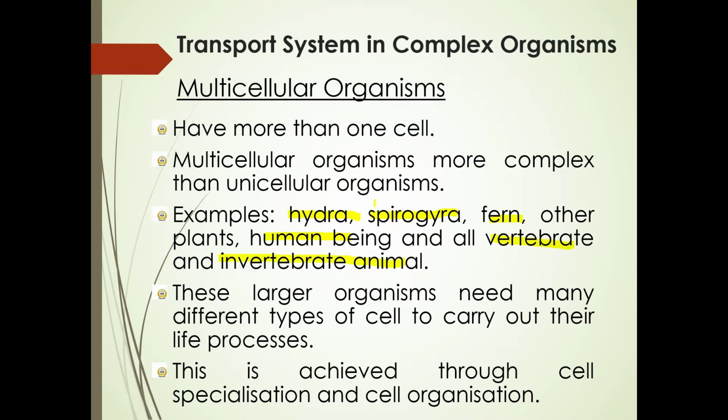These larger organisms need many different types of cells to carry out their life processes. It is different from the unicellular organism, which only consists of one cell, so that one cell can do every process. But we need more than one cell, so each cell has its own function. This is achieved through specialization and cell organization.